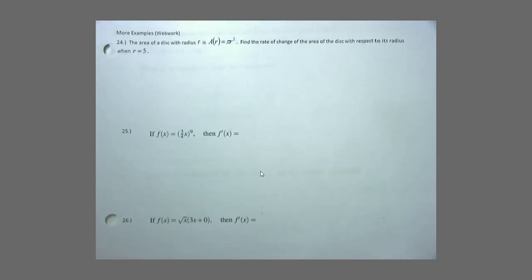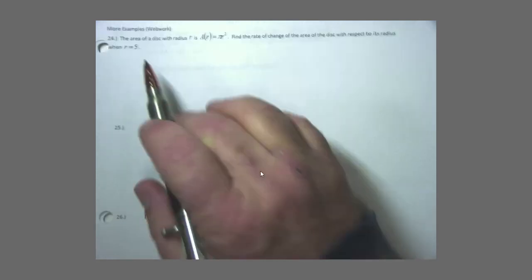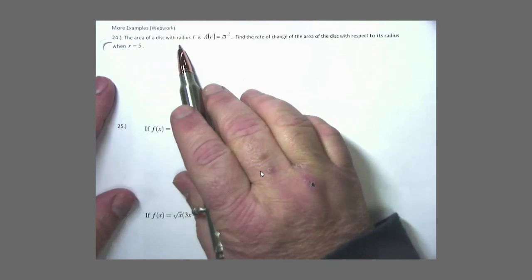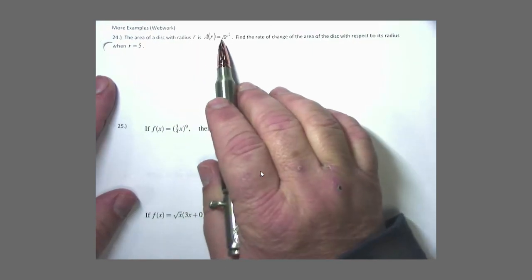So here's some more examples off of WebWork here. Now what WebWork's going to try to do to you guys in section 2.3 is change the variables. The area of a disk with radius r is a of r equals pi r squared. Find the rate of change of the area of the disk with respect to its radius when r equals 5.